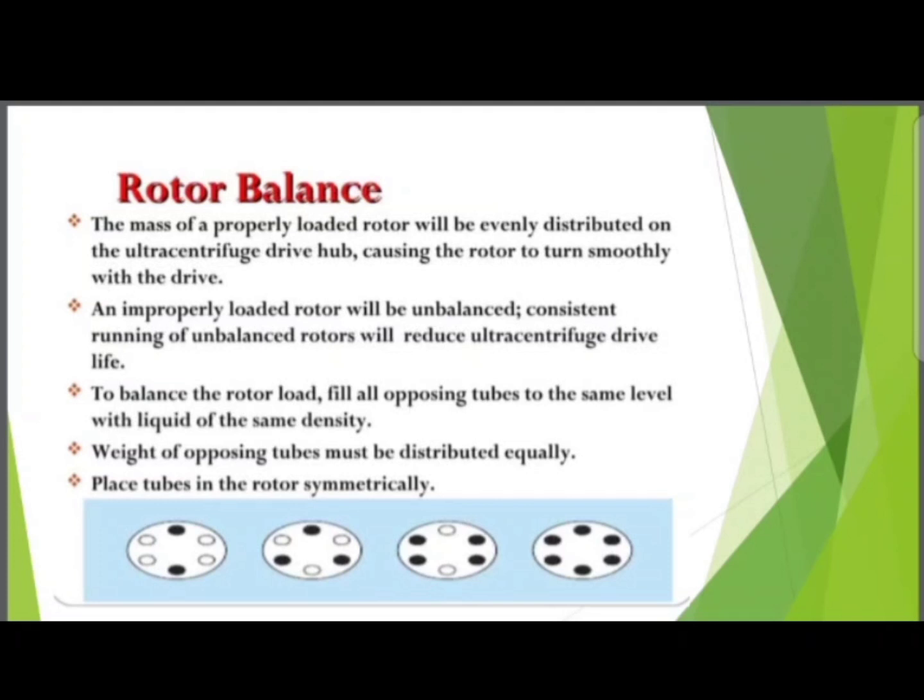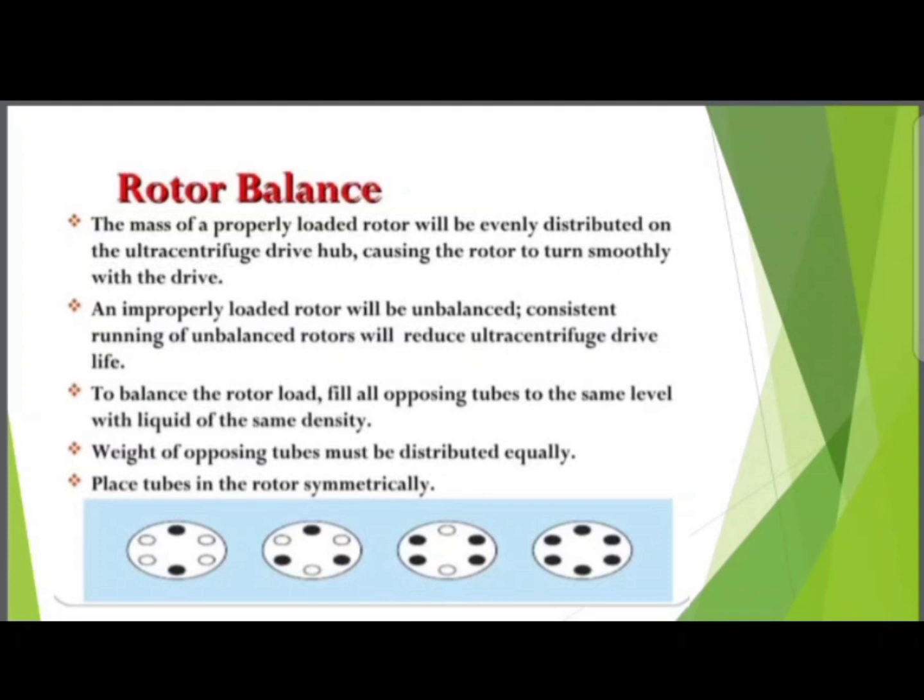What is this? The mass of a properly loaded rotor will be evenly distributed on the ultracentrifuge drive hub, causing the rotor to turn smoothly with the drive. An improperly loaded rotor will be unbalanced. Consistent running of unbalanced rotors will reduce ultracentrifuge drive life.